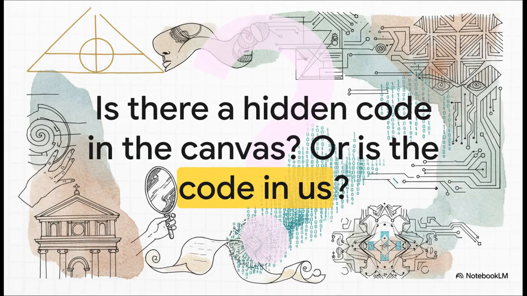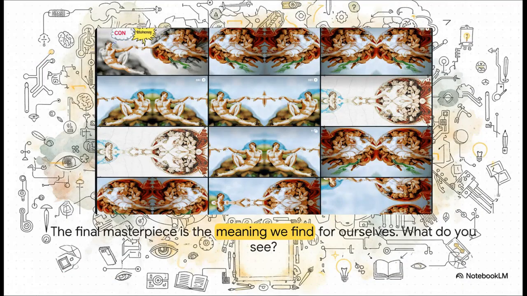Which leaves us with the ultimate question, doesn't it? Is there really a hidden code embedded in the canvas by a Renaissance genius? Or is the code actually programmed into us? Is our own mind the final artist, finding a secret order in the chaos? Perhaps it doesn't matter whether the patterns were intentionally placed there by Leonardo or created by our own perception. Looking at this mirrored vision of creation, maybe the point is that the final masterpiece isn't on the canvas or in the code. Maybe it's in the meaning we choose to find for ourselves. The question isn't just what's in the art, but what do you see?